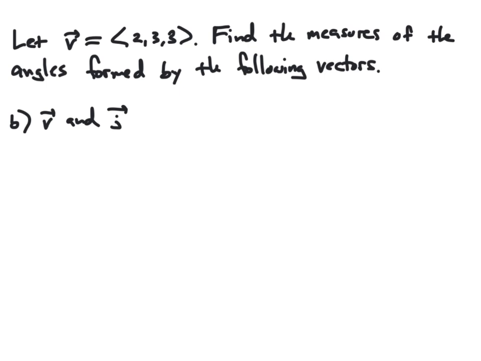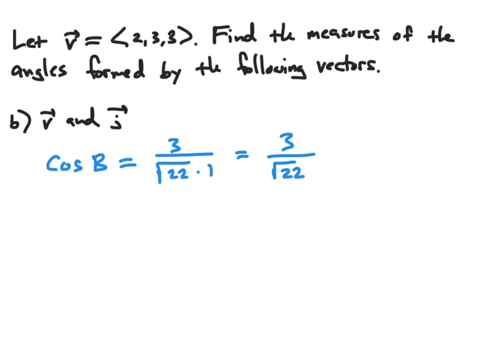We do a similar calculation to find the angle between v and the standard unit vector j. If we call that angle b, then we know that cosine of b will be the dot product of v and j, which we know is 3, divided by the magnitude of vector v, which is the square root of 22, and the magnitude of j, which is 1. And so our cosine would be 3 over the square root of 22. We find b by taking the arc cosine of this value. So b will be the arc cosine of 3 over the square root of 22.